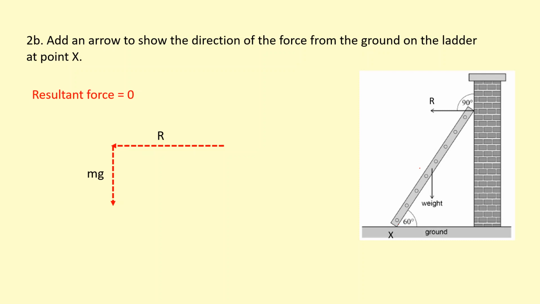If the resultant force is equal to 0, if I add the forces tail to tip, that should form a closed shape. So the missing force that I need to add is this one here. That forms a closed shape, and that means that the resultant force is 0. So the force at point X is going to be acting somewhere like this, and all the forces are balanced.